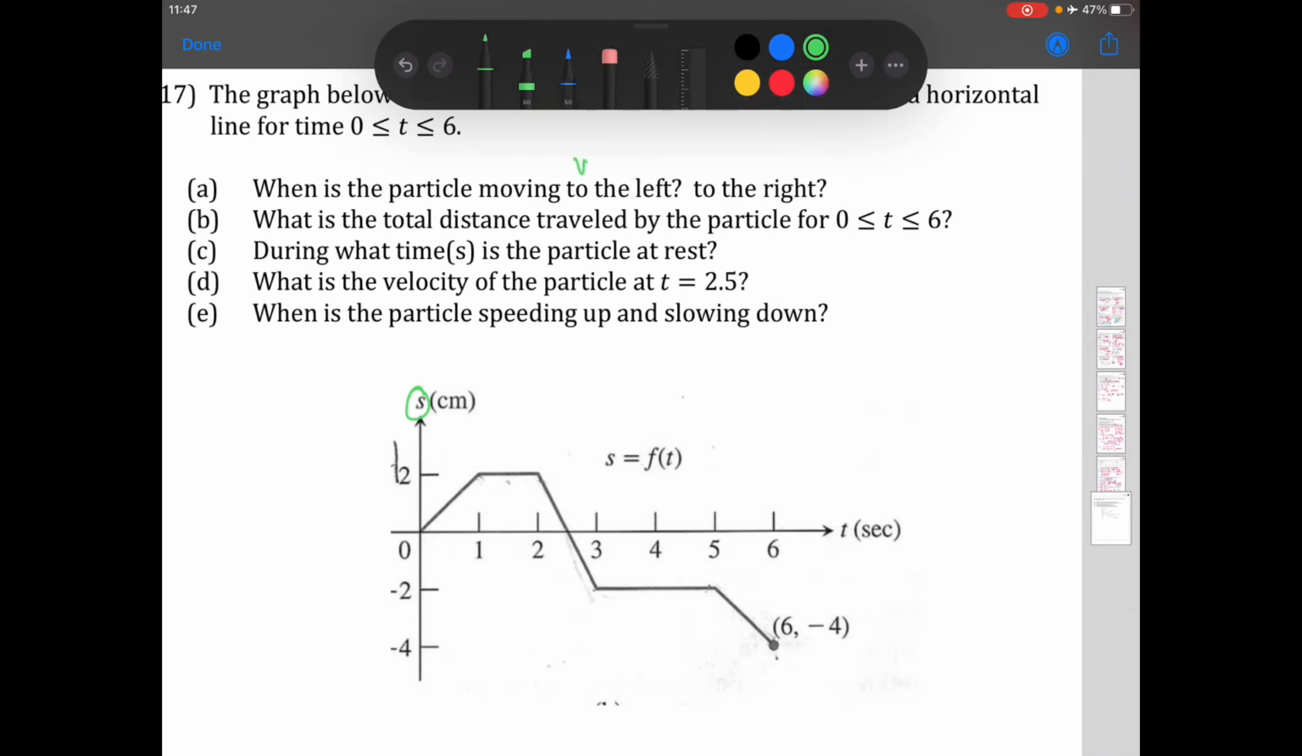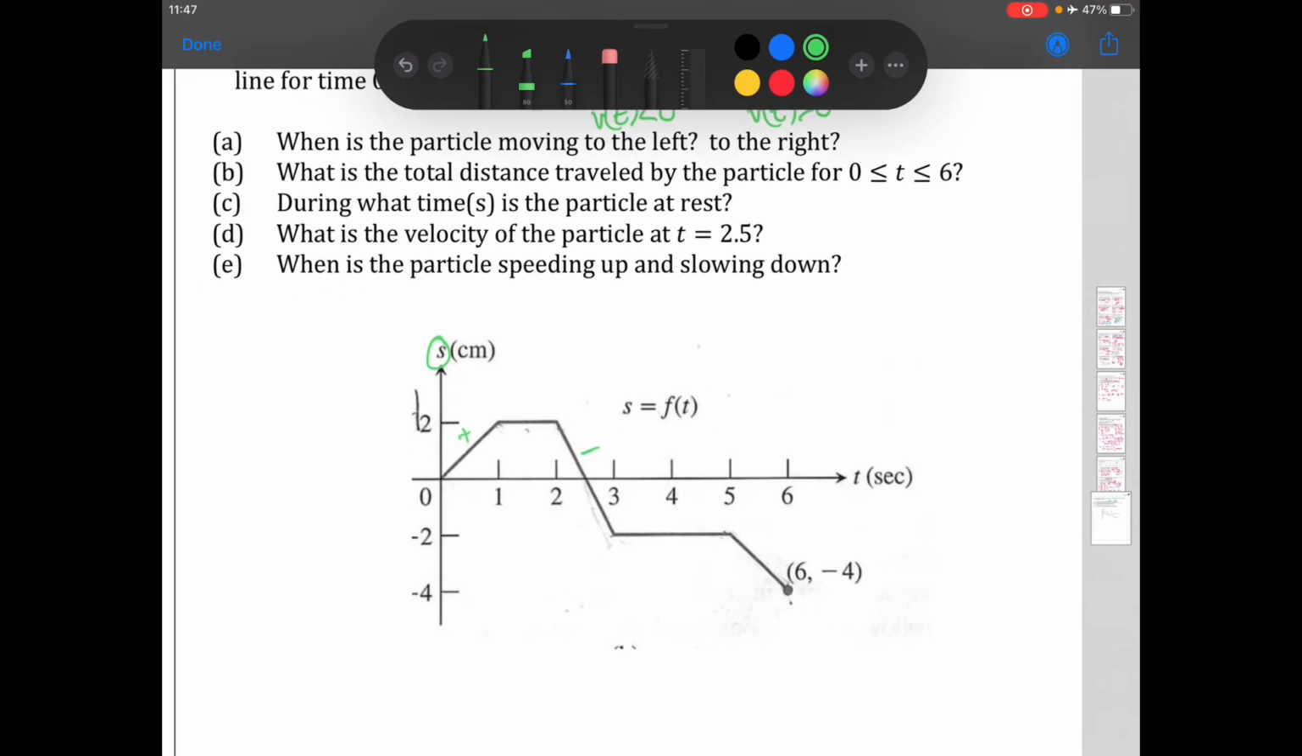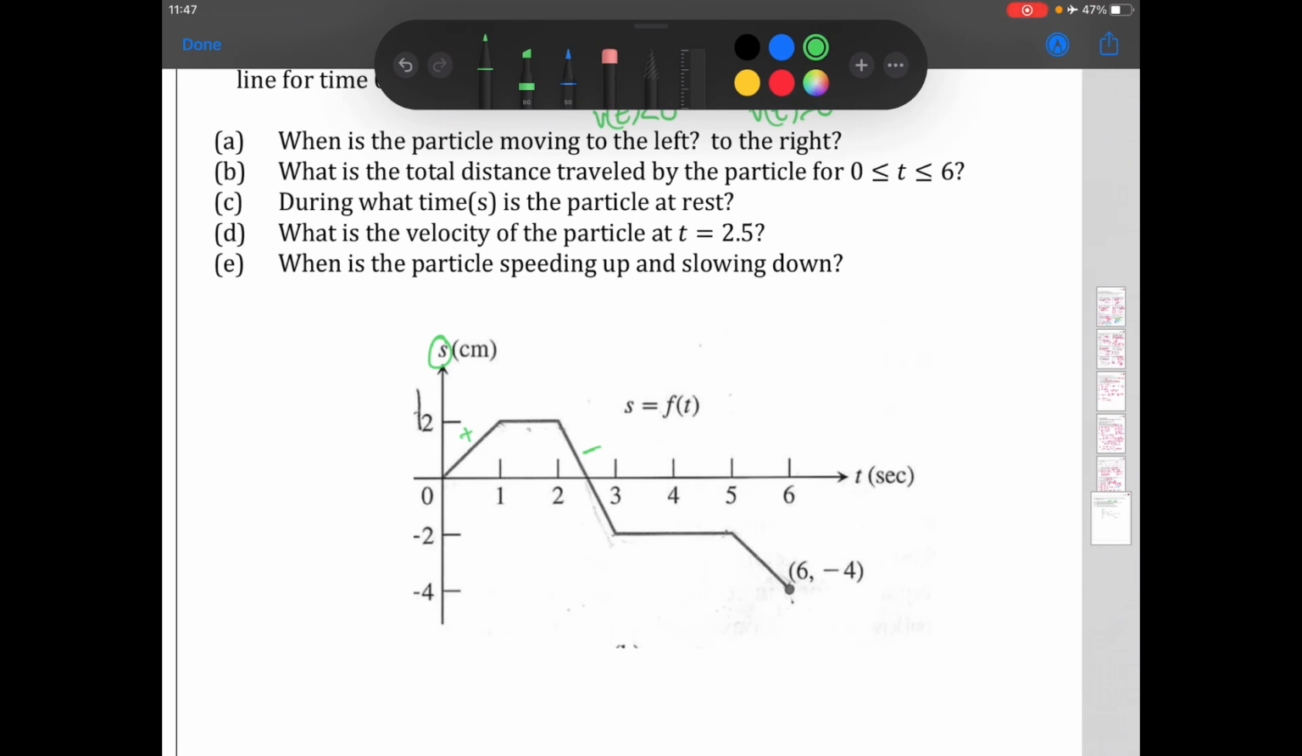My particle is moving left when my velocity is less than 0, and to the right when it's greater than 0. So I'm going to be basically looking at the slope of it. It is going to be moving left wherever my slope is negative. So my slope is positive here. From 1 to 2, it really doesn't matter, it's at rest. From 2 to 3, it is negative, so it's moving left. Let's write this down. I'm going to do A here.